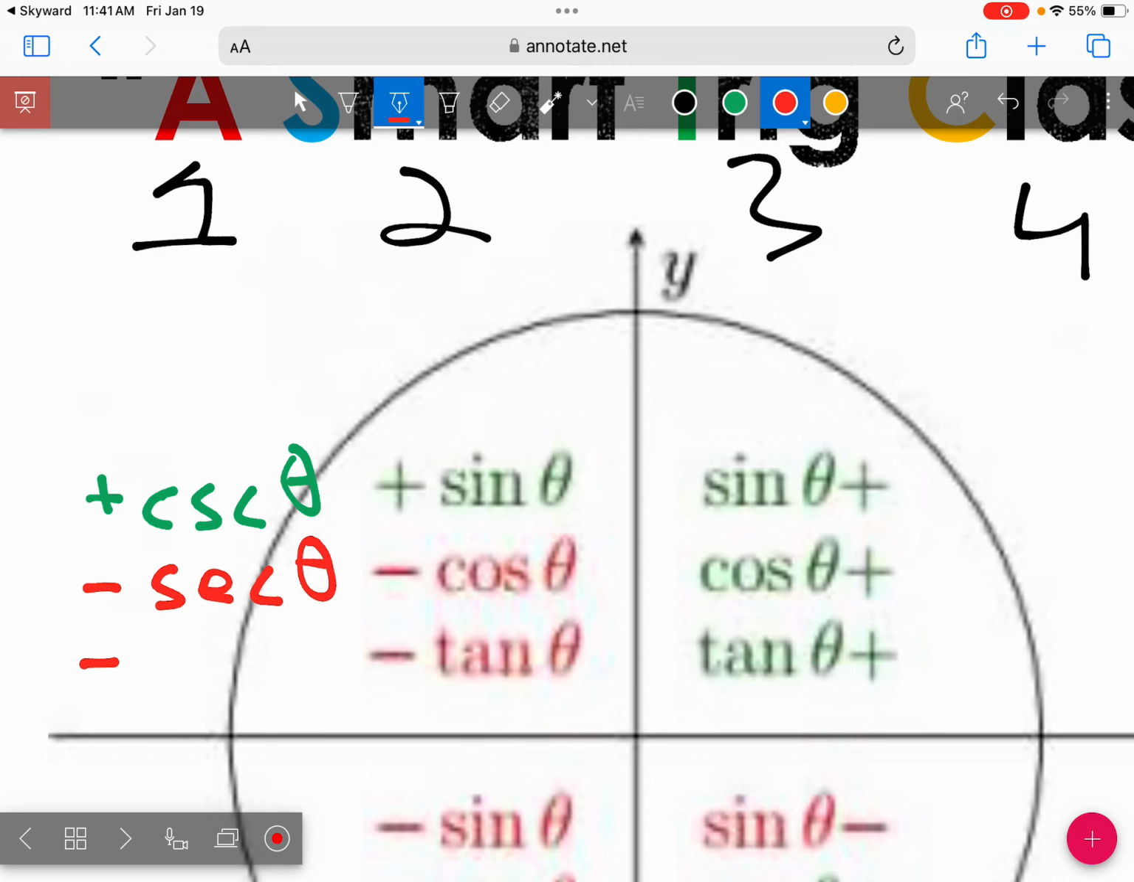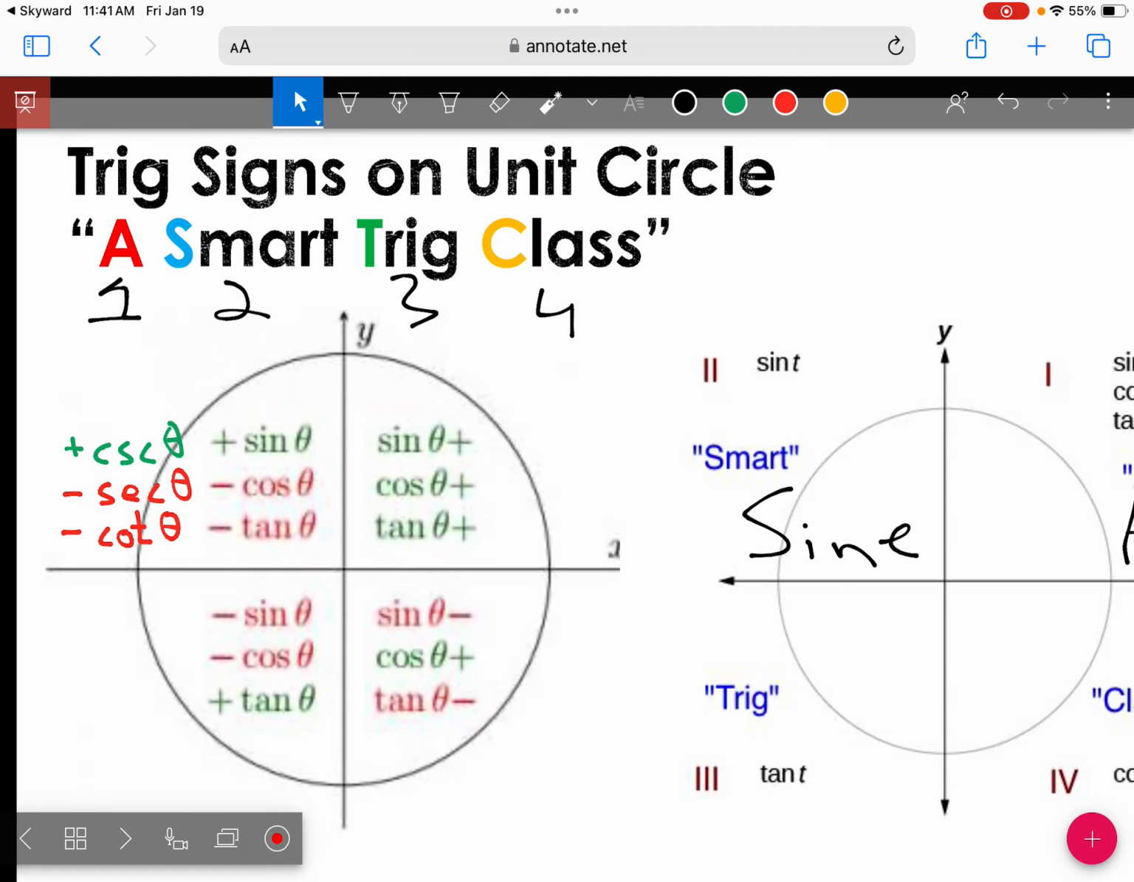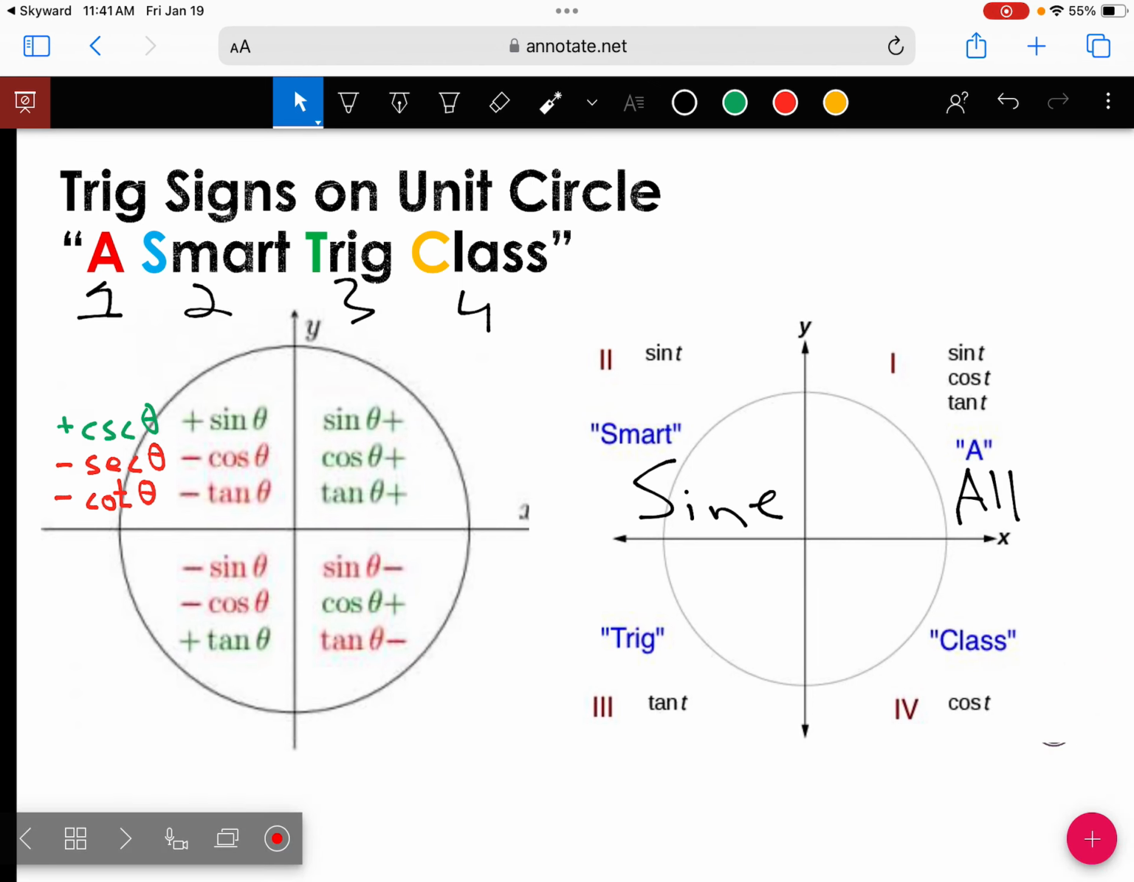And so then what's the sister of tangent? From what we already figured out, cotangent's also negative in the second quadrant. Good with that? Sweet. So then what do we think class stands for in a smart trig class? And what do we think trig stands for? So if you need to write in here, that's going to be tangent. I'll just write tan.